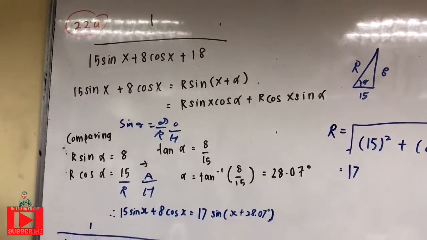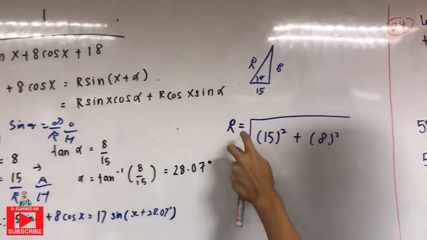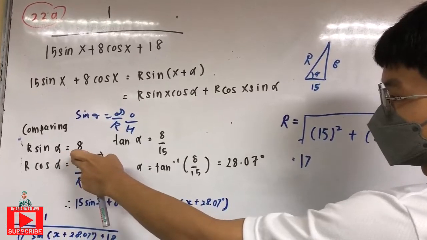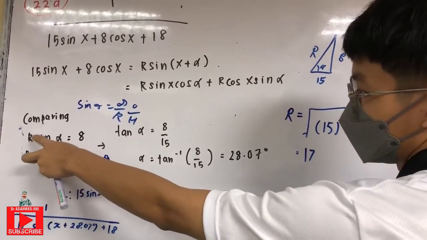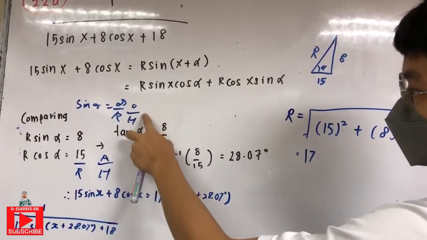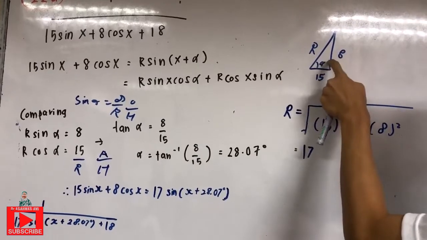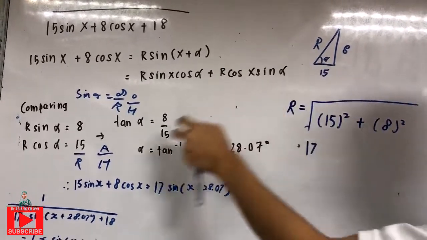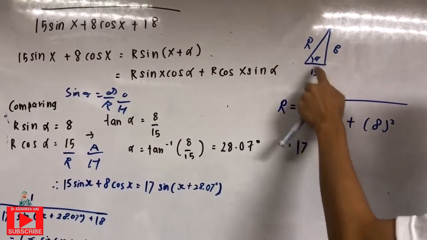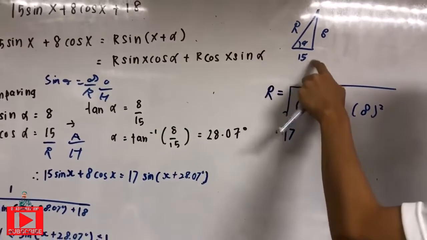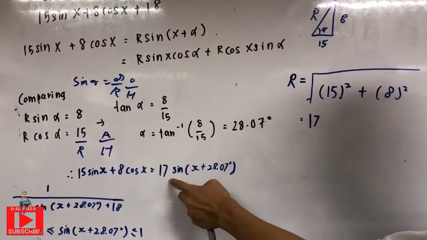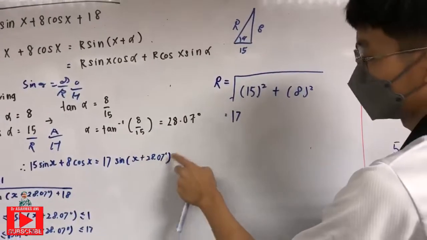28.07 degree. So next step we need to find R, and this one sine alpha equals to 8 over R. So this one sine alpha is opposite over hypotenuse, so 8 over R. And for this cos alpha is adjacent over hypotenuse, so 15 over R. And we use Pythagoras theorem to find the value of R. And we get 17, so we substitute the formula 17 sine X plus 28.07 degree.